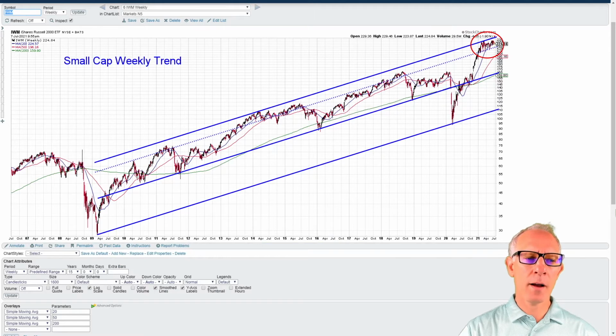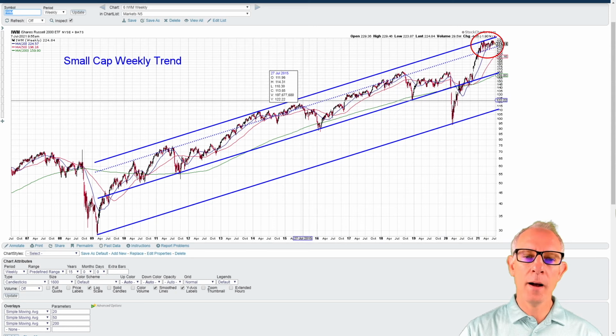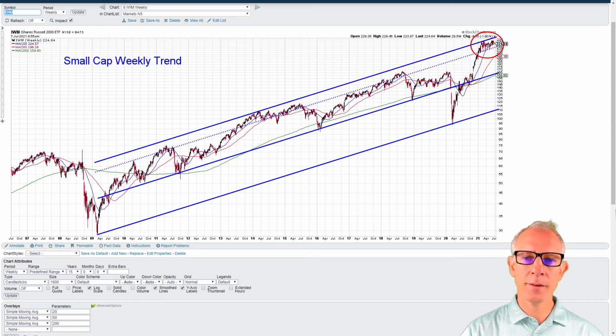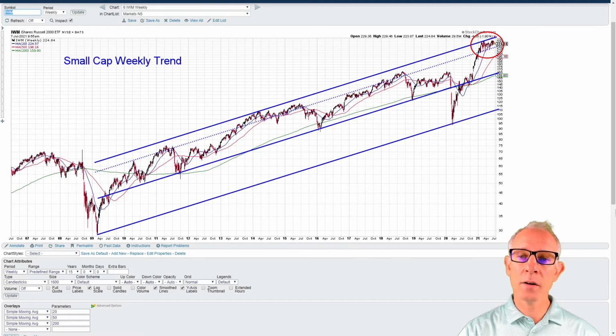So if we look at the small caps on a weekly basis, then you can see the same thing. They're kissing that upper trend line. This gives you a little bit different perspective. In this chart, again, same thing. Could run this trend line for a while, but to me, it's looking old and tired.